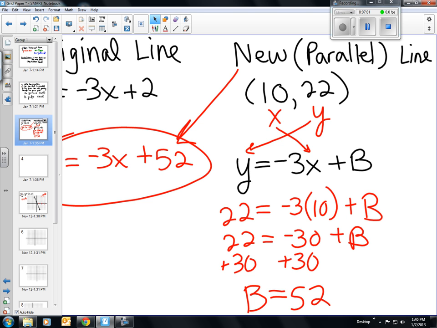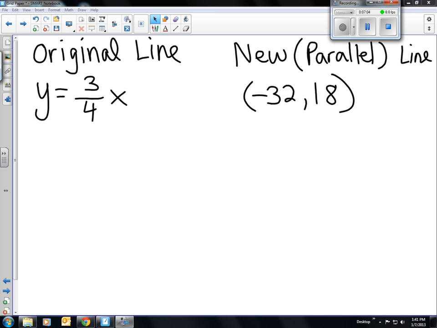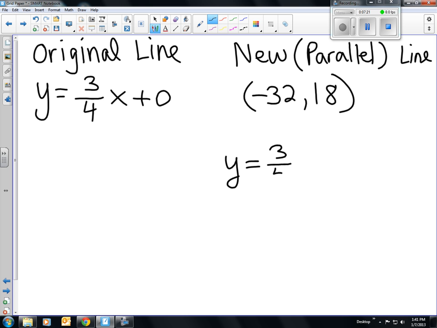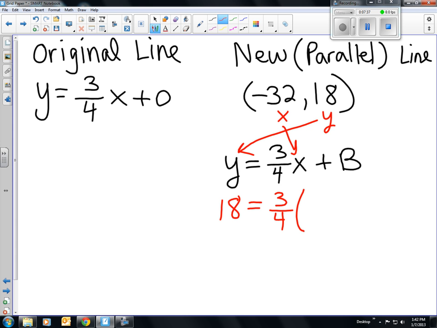Let's look at if we did part D. So in part D, we're given the original line was y equals 3/4 x. And there we can understand that the y-intercept was 0. And then we are given the new line is passing through the point negative 32, 18. So we also know, though, that the new line is going to have a slope of 3/4 as well. And then we're going to put plus b because we don't know what the new y-intercept is going to be. And again, we know what x and y are in this equation, so we can just plug those in and use those to solve for b.